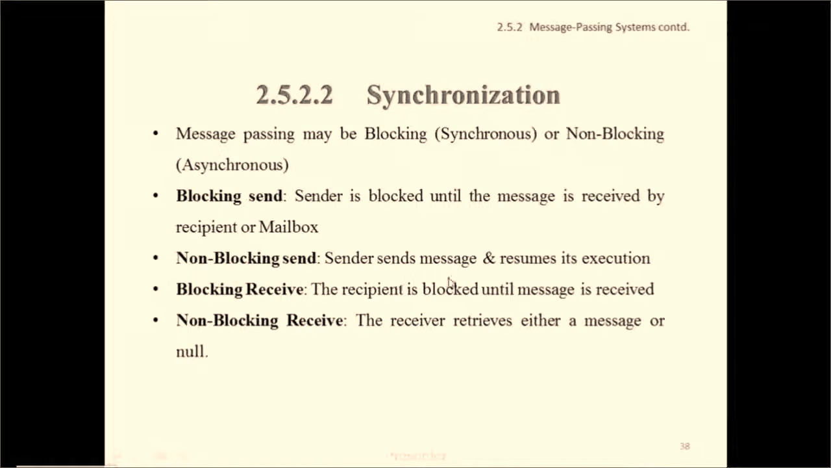Non-blocking send: the sender sends the message and resumes its execution. It's like sending a message on a WhatsApp group, where you need not wait until it has been received by all members of the group. You simply send it and resume your own work. Non-blocking receive: the receiver retrieves either a message or null. So if there is a message in the mailbox, the receiver will receive it, or it will receive an indication that there is nothing in the mailbox.